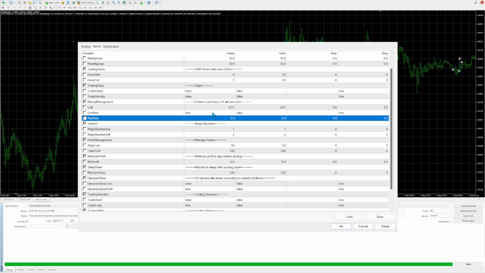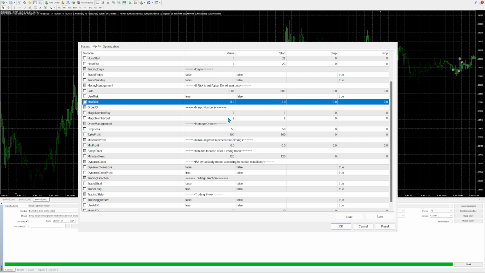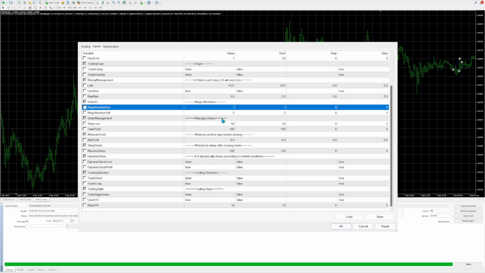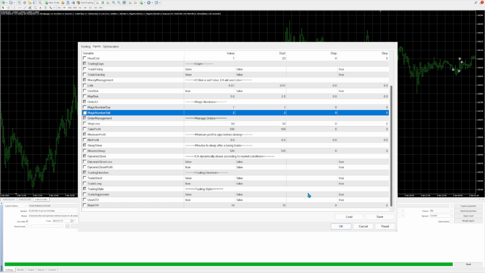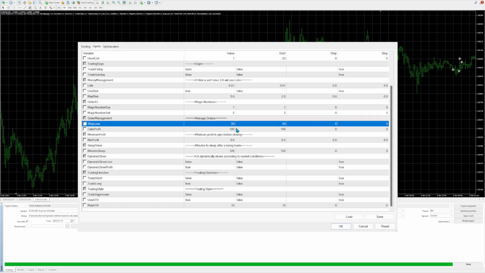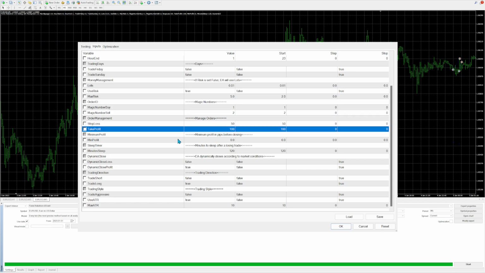We'll use 5% risk for the purpose of testing. Of course, you can just use a risk that you feel comfortable with. We'll leave the magic numbers the same. This is perhaps useful if you're running other EAs on the same platform and you just want to separate the trading activity, make sure they don't clash. We'll use the default stop loss of 50 and take profit of 100.